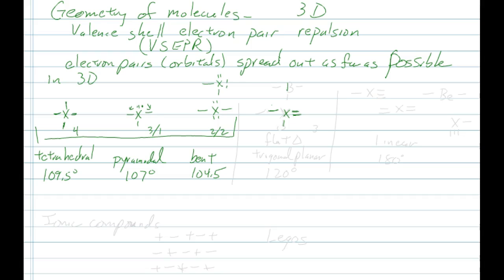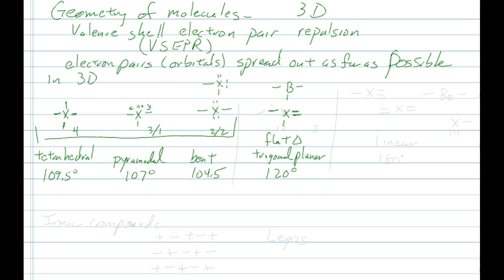Or if you have boron. Remember, boron's an exception because it can only have 6 electrons around it. This is a trigonal planar configuration, also known as flat triangle. It's easier to write flat triangle. And its bond angle is 120 degrees.